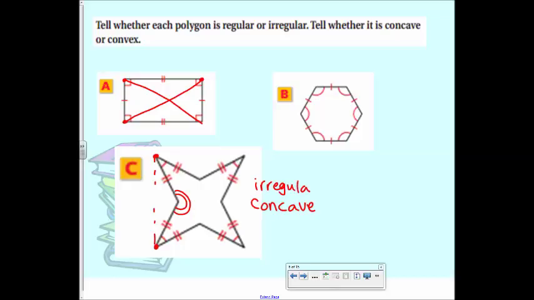This one is regular, convex, and this is regular, concave. Okay, there's a ton of vocab there. All right, there's a lot of vocab. Some of it you guys already know. Some of it is new. All right, the concave convex thing is probably new.